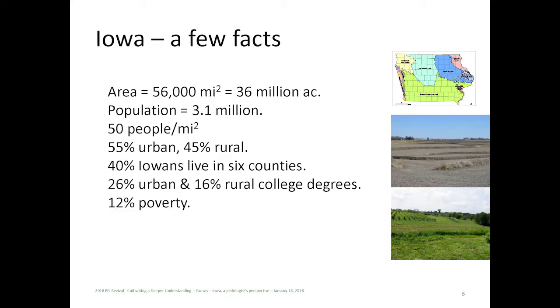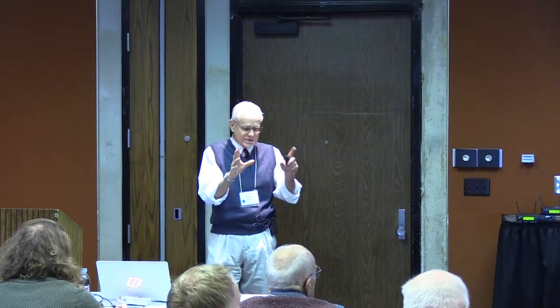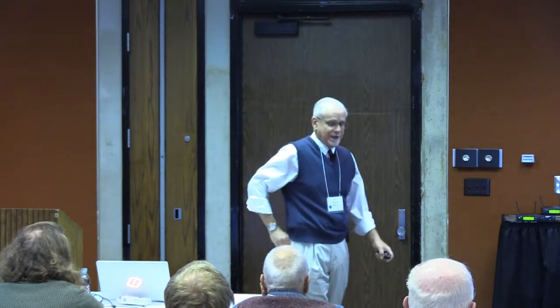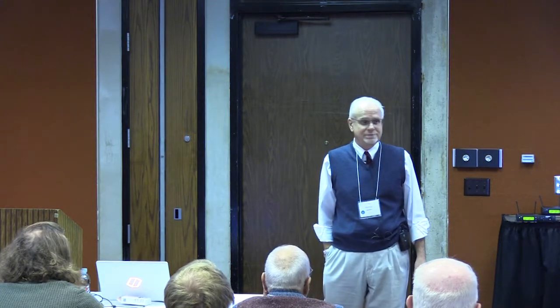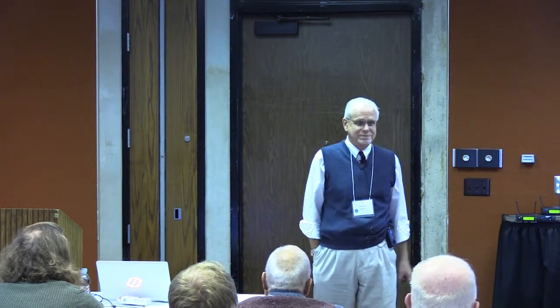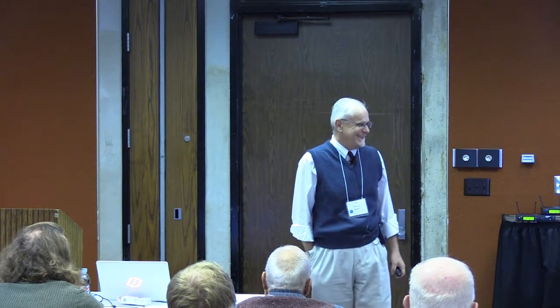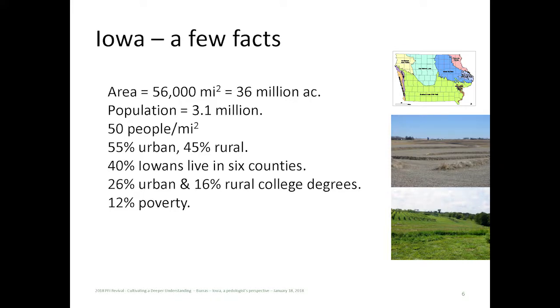A few other facts, talking a little more about Iowa, and I always like to remind people, we're 56,000 square miles, right at that. We're 36 million acres. Our population is 3.1 million people. And I'll just stop and ask you all a question. If I went back 25 years ago, how many people would there have been in Iowa? 3.1, 3 million. 25 years from now, how many people are expected to be in Iowa? 3.1 million. We don't change people-wise. So we have about 50 people per square mile.